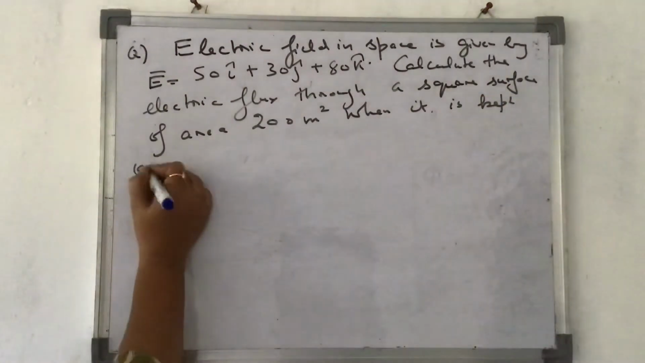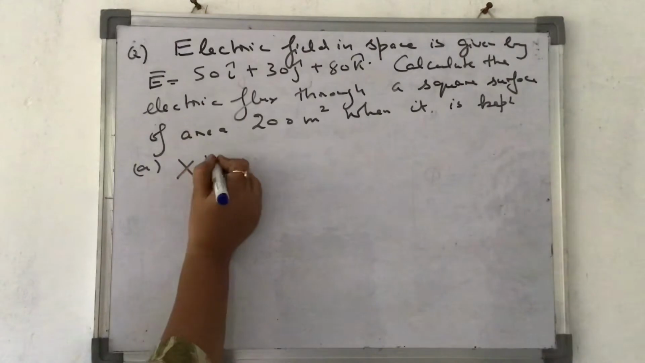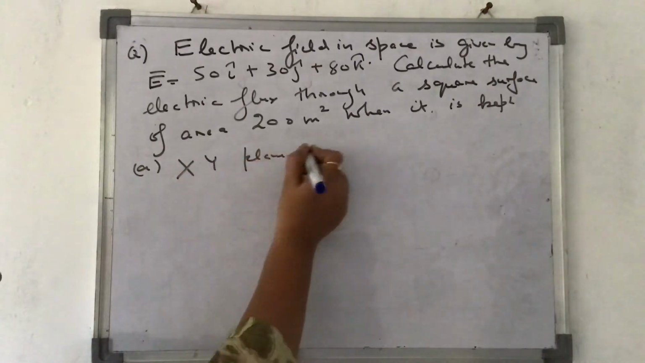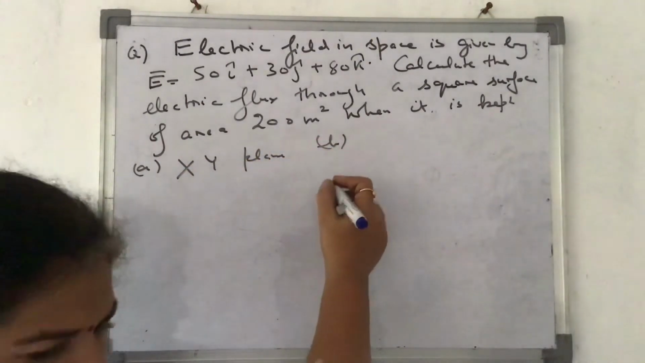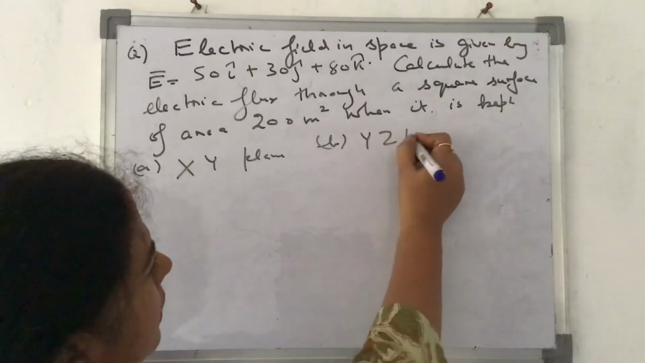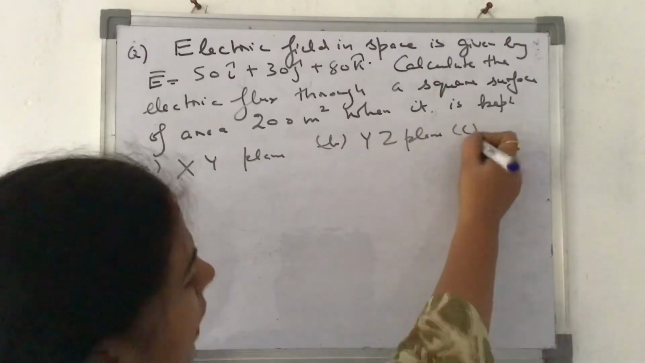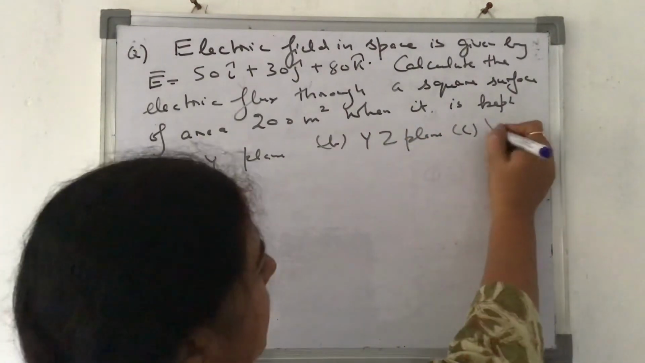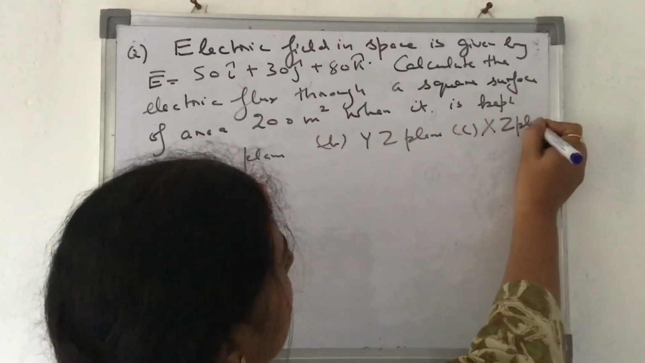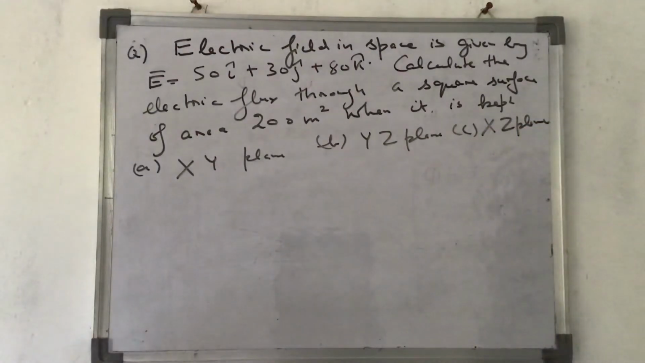in A part, XY plane, B part, YZ plane, and C part is XZ plane. That means I'm having three planes, and in the three planes I have to calculate it. A particular square is there which is kept like this.